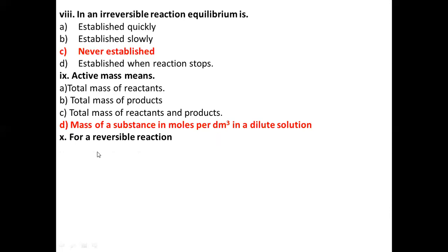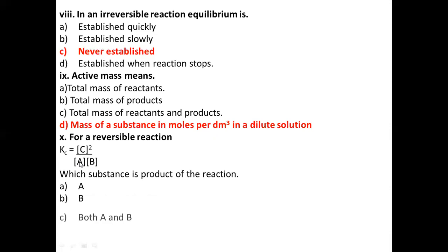The last MCQ is for a reversible reaction. In Kc, the products we always write in the numerator, and the reactants we always write in the denominator. Which substance is the product of the reaction? Definitely, I told you C is the product, A is a reactant, B is a reactant, both A and B are reactants, and C is the product. So the correct option is C.